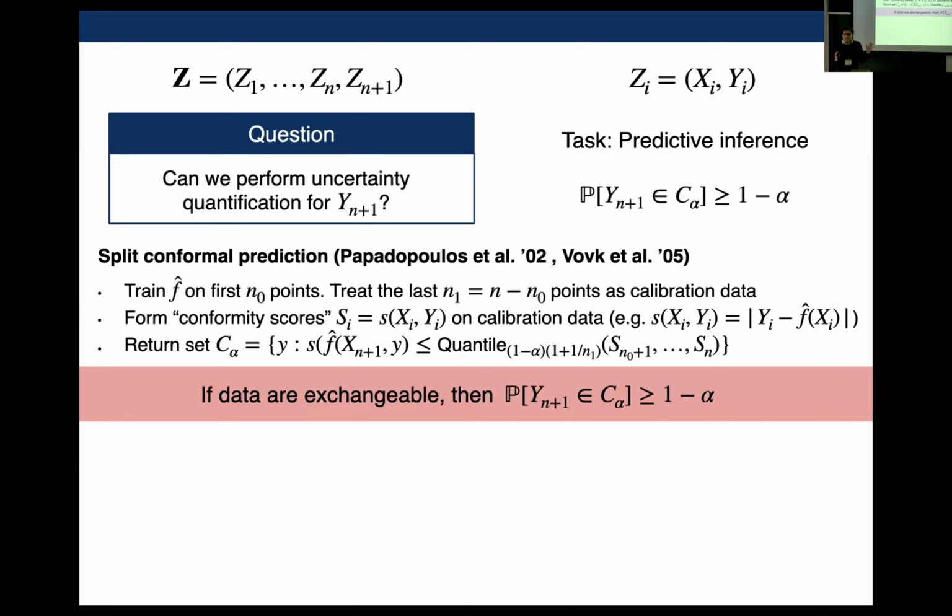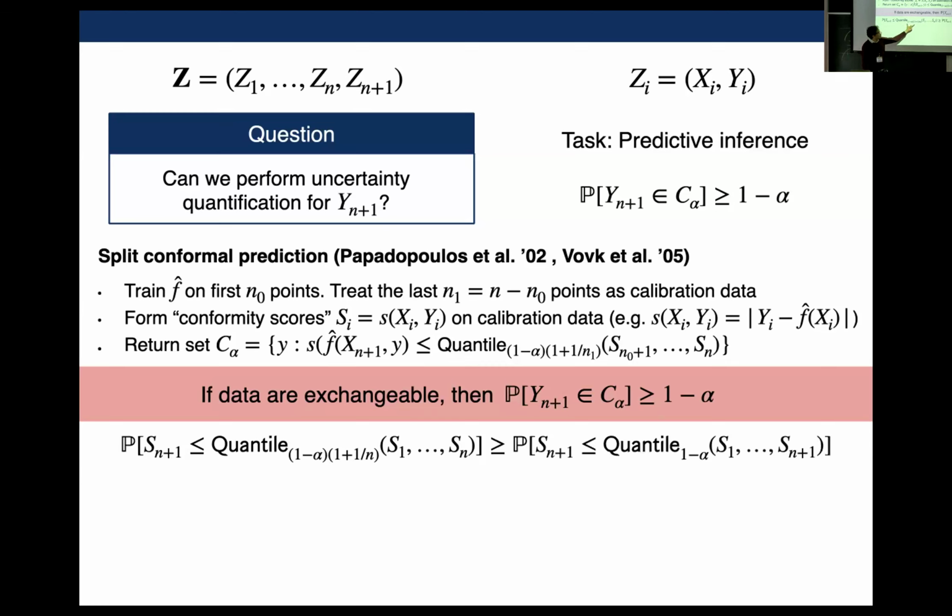One thing I really like about this area is that the proofs are things that you can actually teach in your undergraduate classes. So I'm just going to go ahead and prove this for you right now. So this is literally my coverage event, which is written here. The key thing to notice is that the quantile is actually super stable. So if I add another point or remove a point, it just changes the level at which the quantile is computed. In this case, it just changes it to 1 minus alpha.